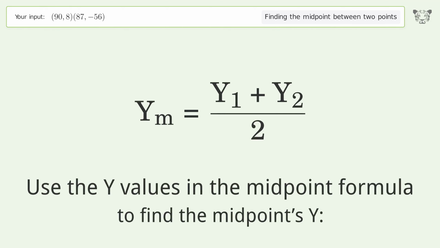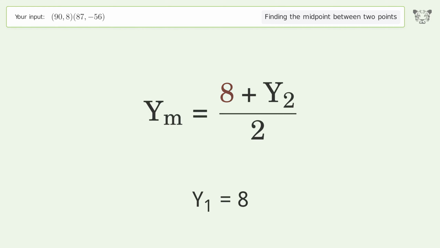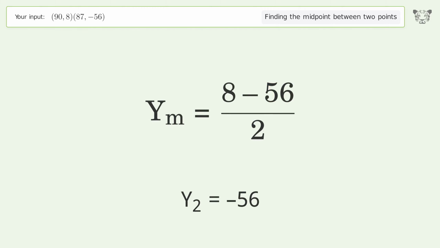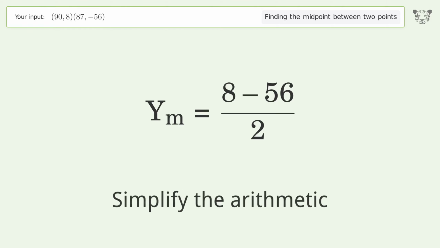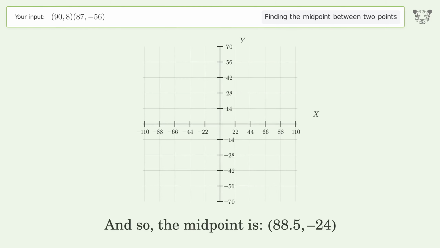Use the y values in the midpoint formula to find the midpoint's y. y1 equals 8. y2 equals -56. Simplify the arithmetic. And so, the midpoint is 88.5, -24.